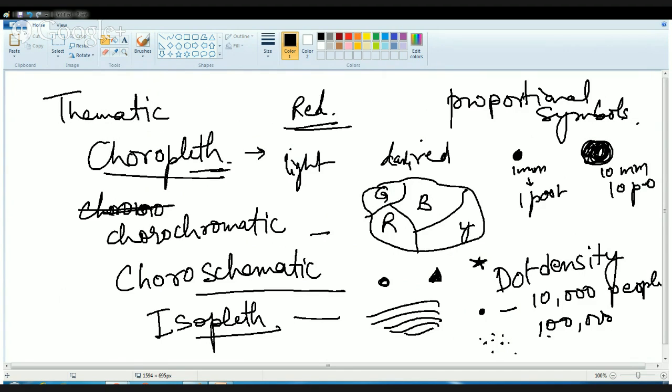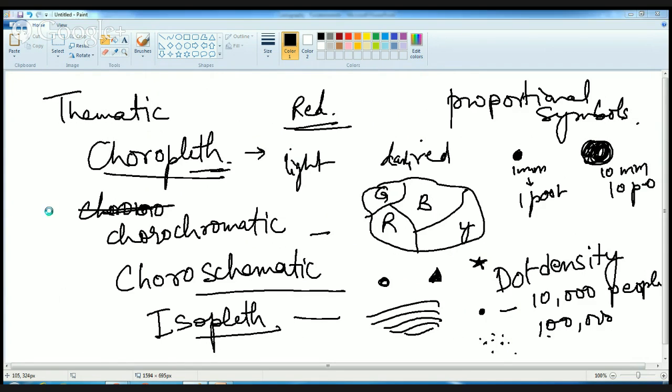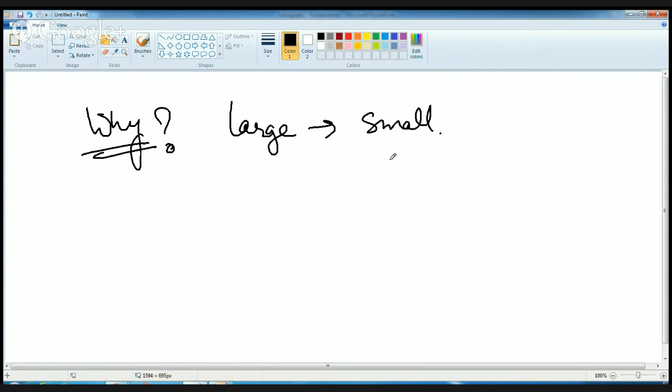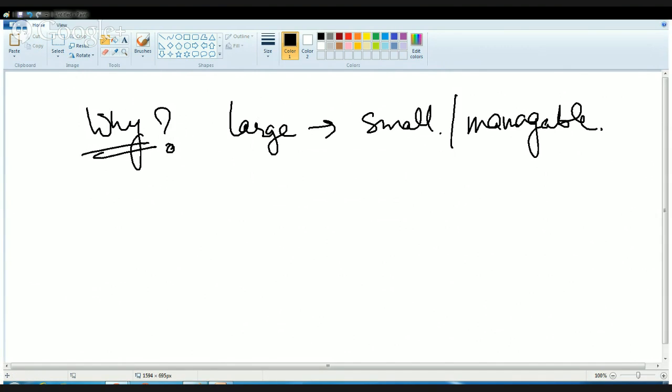Now we have understood the types of maps, the methods we depict the map, but the basic question still lies here. Why do we need maps? What is the importance of having maps? So maps, what they do, a very large area on the ground can be depicted on the paper in a small form. So it's much more manageable and we can understand it better.